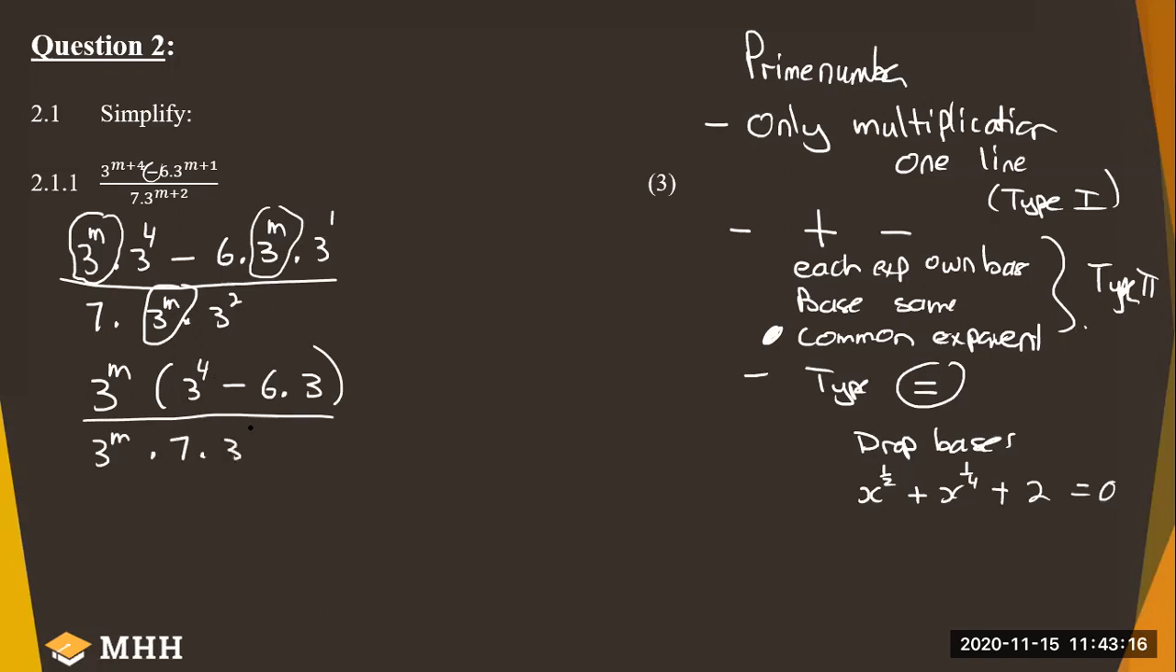7 times 3 to the power of 2. So this will cancel out. And the top one, you're just going to put that into the calculator, and it's going to work out to be 1, the final answer. Right, so you just put it into the calculator.